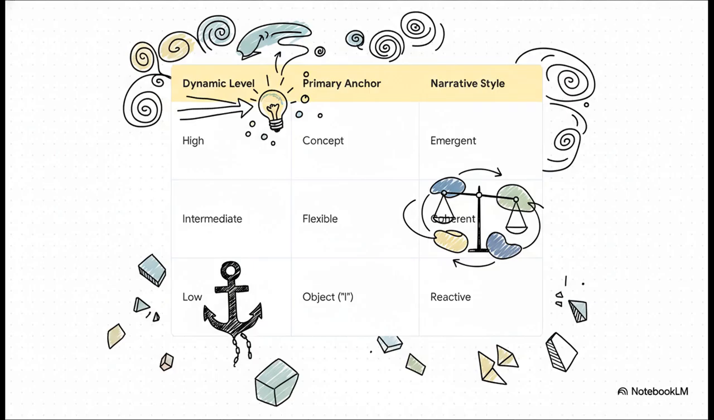In the middle, that's our everyday intermediate state. It's flexible, letting us switch easily between the who, what, and why. But then, there's the low dynamic state at the bottom. This is when we get stuck. The object, and yeah, usually that means I, becomes a super heavy anchor, and our ability to see the bigger picture or create a new story just starts to fall apart.